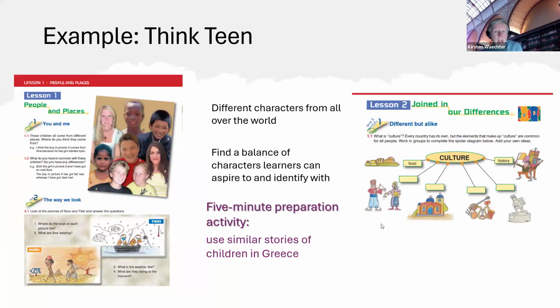And here we find another example from Greek teaching books. This is Think Teen. And the first 2 lessons are all about meeting the world. You can see this joint in our differences, different but alike, people and places, you and me, the way we look, and so on. So they use again the English language to also promote cultural diversity. I think it's a bit stereotypical saying somebody who has slanted eyes must live in Asia. He could also live in the UK or even in Greece, but at least they're trying.